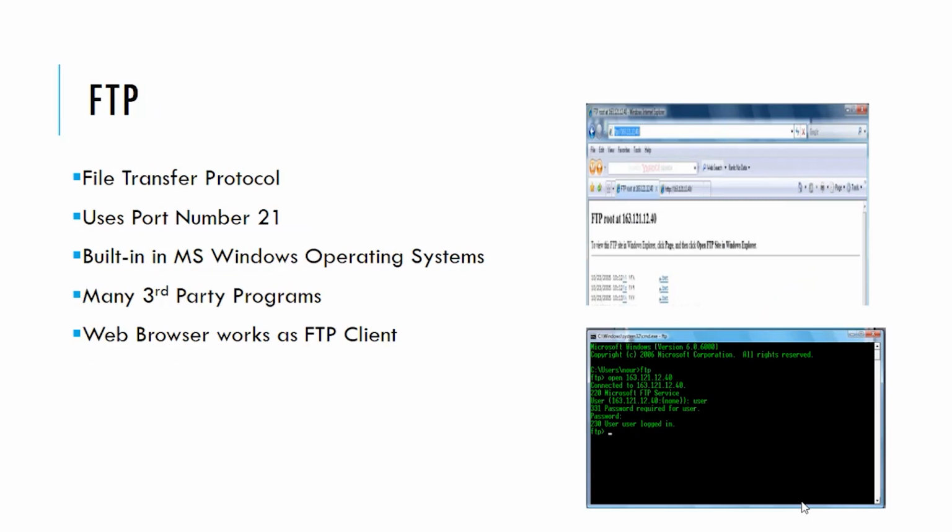FTP, or the File Transfer Protocol, uses port number 21. It has a built-in application in the Microsoft Windows operating systems. Many third-party programs can act as FTP server and client as well to transfer files between the FTP server and the FTP client. Any web browser can work as an FTP client if you replace the HTTP prefix at the start of the URL with the word FTP. Then it will work as an FTP client and can transfer files.